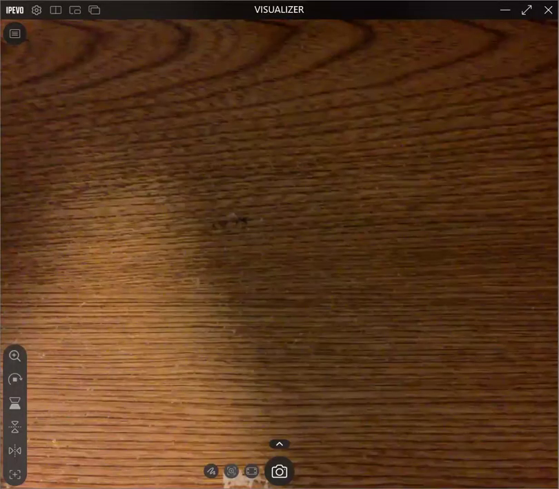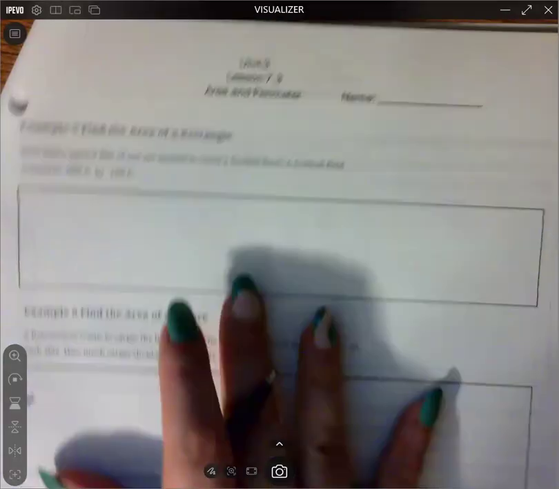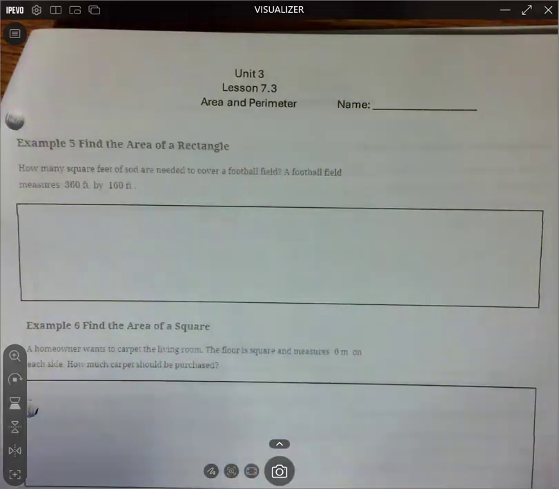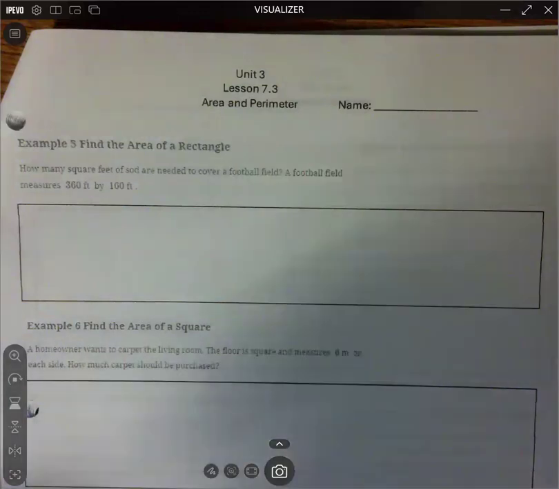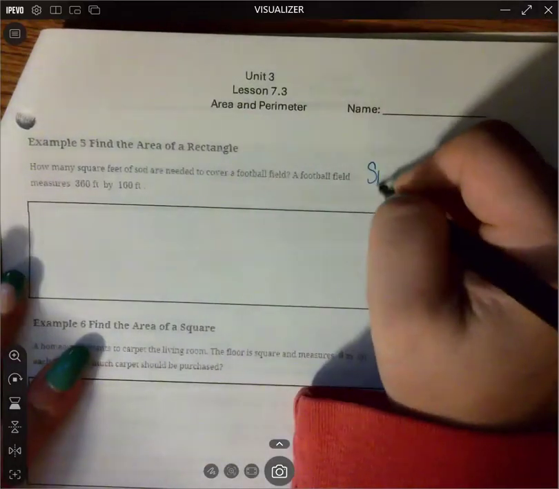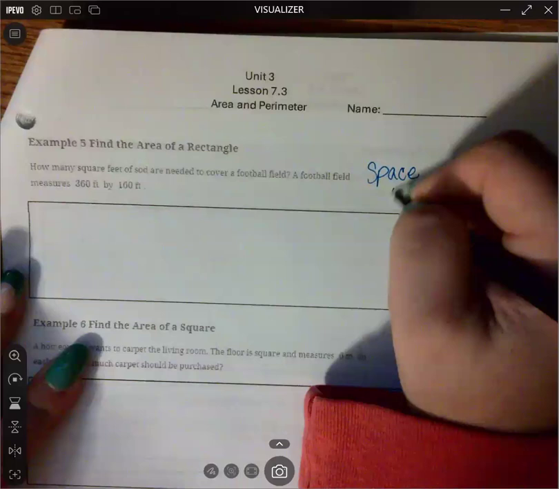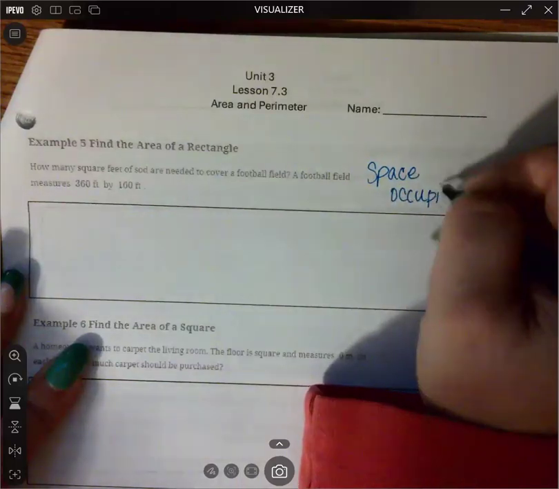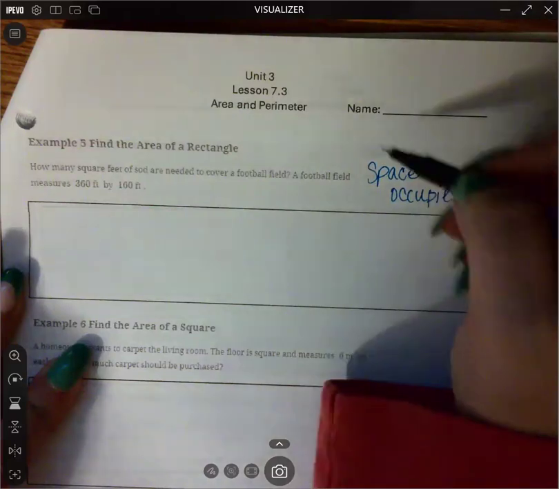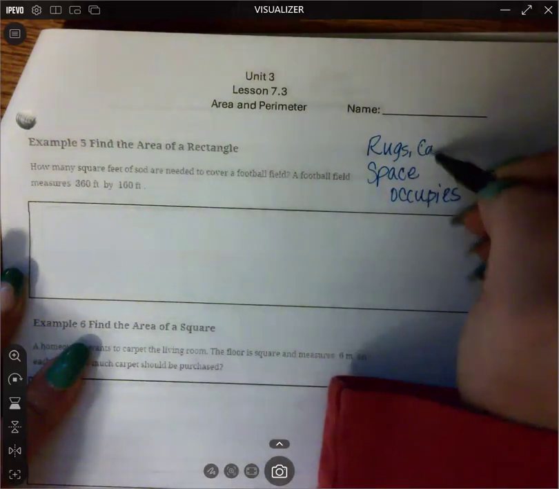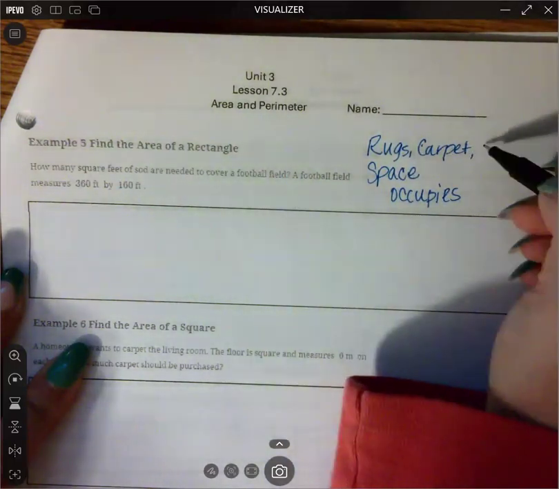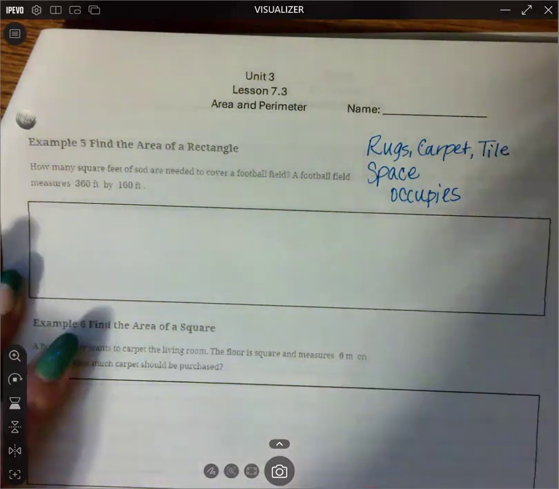We're just going to keep going through different shapes with area and perimeter for today. Our next one we're going to do is going to be the area of a rectangle. We started out with the perimeter, and we're going to change now to area. Area is the amount of space something occupies. Oftentimes, when we're talking about area, we're talking about rugs, carpet, tile, etc. in a real world situation.